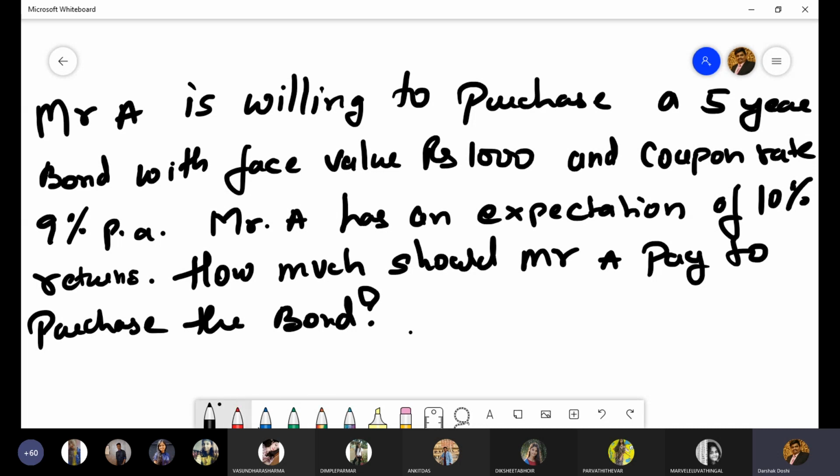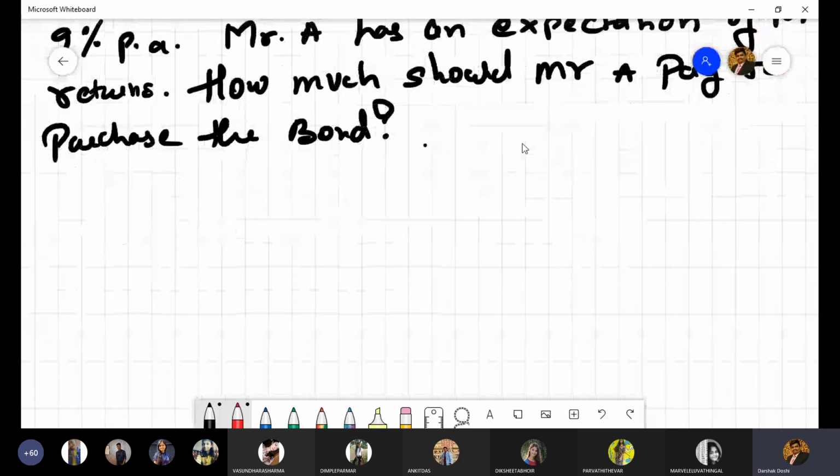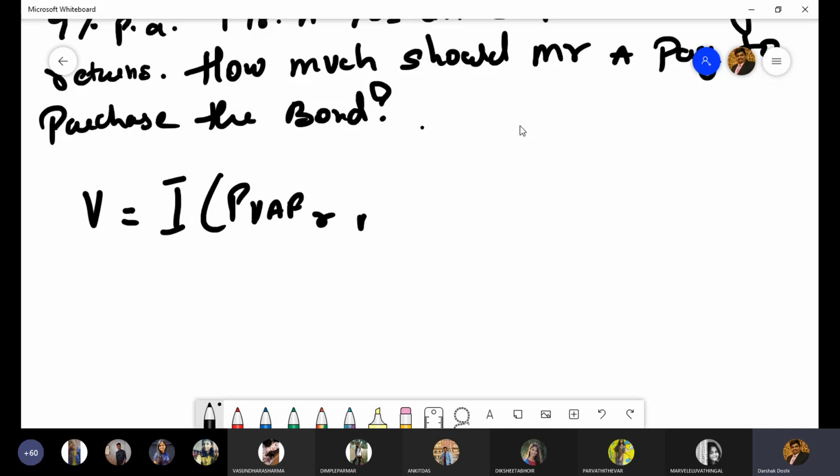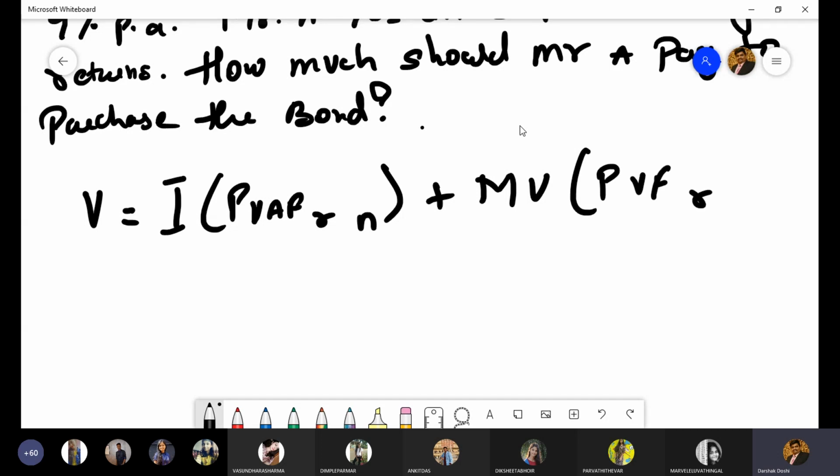Done, sir. Yes, sir. See, the important thing over here is the life is given to us, 5 years. So can I say that here we are talking of a redeemable bond or debenture? So the formula for valuation will be V is equal to I, bracket open, PVAF at R, the expected rate of return, for n period, plus maturity value into present value factor for R rate of return at the nth period.